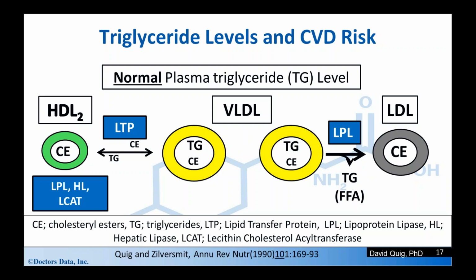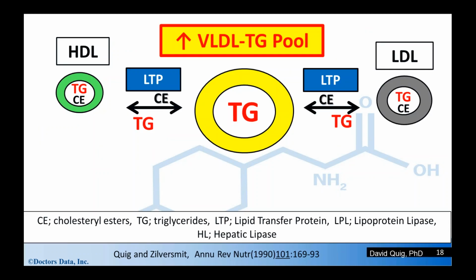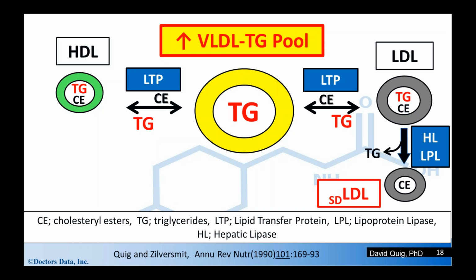But let's see what happens when we have an expanded VLDL triglyceride pool, that is, a donor pool. Through the activity of the lipid transfer protein, the expanded triglyceride pool results in a net transfer of triglyceride from VLDL to both HDL and to LDL. When that happens, the LDL that is now enriched with triglycerides gets its triglycerides cleaved and hydrolyzed by hepatic lipase and lipoprotein lipase, and then we end up with a smaller, dense LDL particle that contains primarily cholesterol esters.